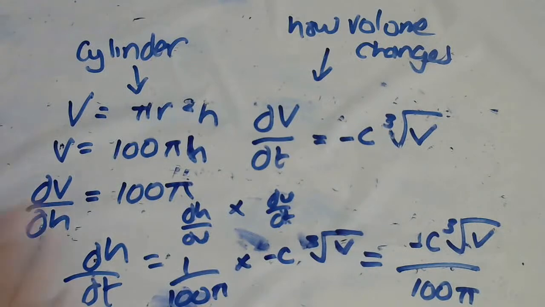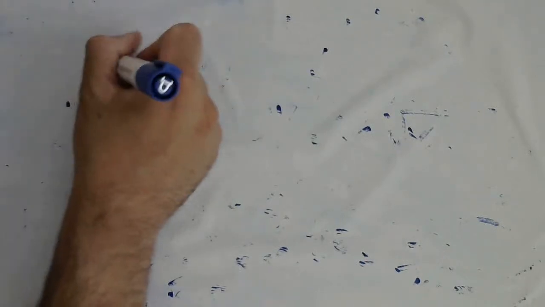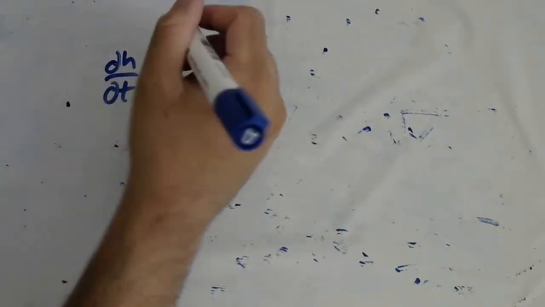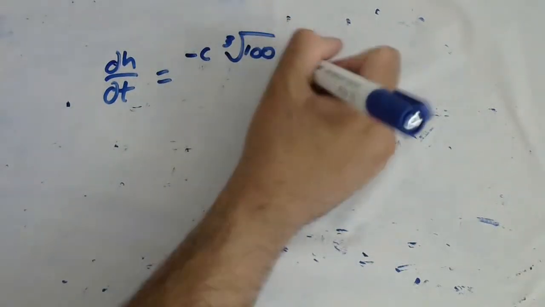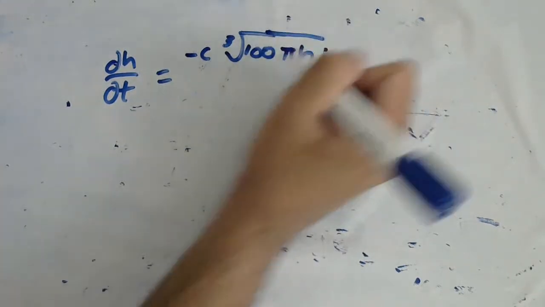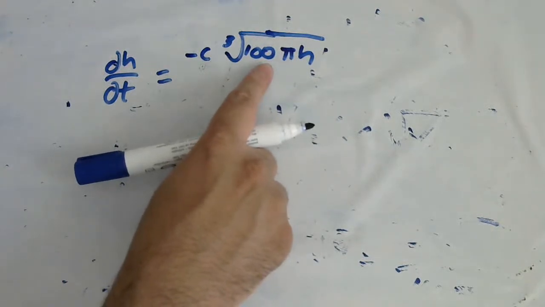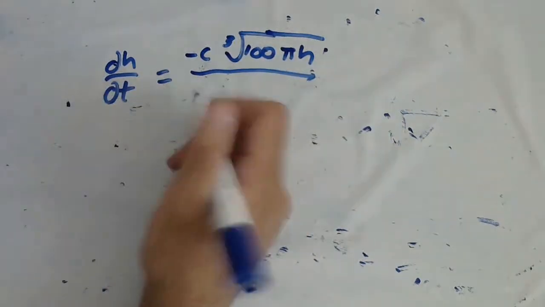Superb. Okay, cool. So this is all vanishing now. So we're now at the point of the question where we've got dh/dt is minus c times the cube root of 100 pi h, all over 100 pi. Now, where's that all come from? I've now replaced v with what v is, and we've already decided that v is 100 pi h in previous working. Check your work, you'll see it there.